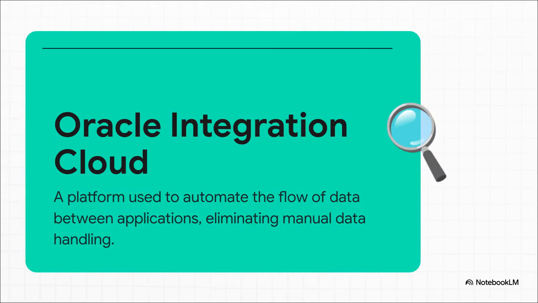So what is OIC really? Well, think of it like a central nervous system for your applications. It's this digital superhighway that lets Oracle HCM and Oracle Projects talk to each other automatically, without any human intervention. It's the engine that's going to power this whole automated process.